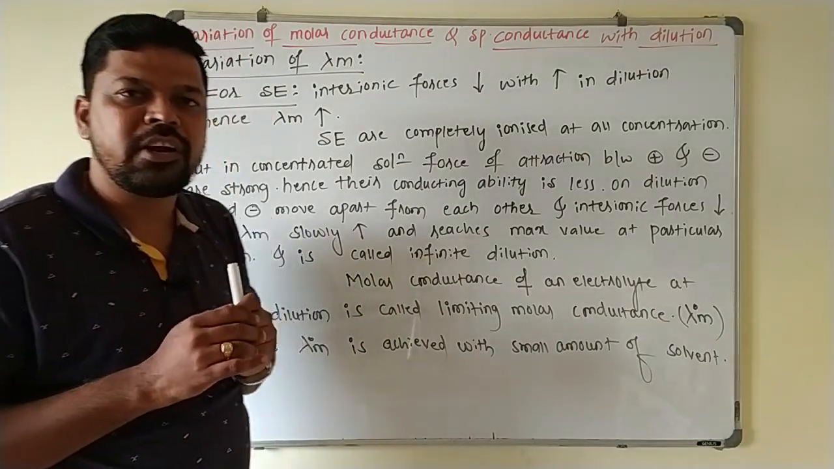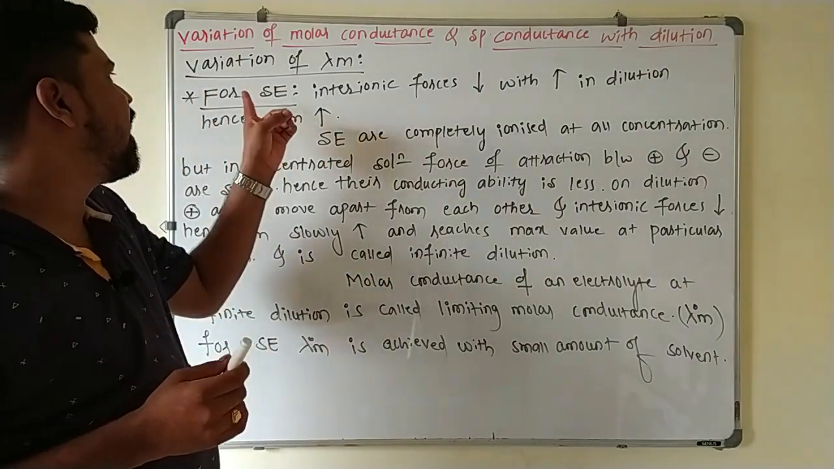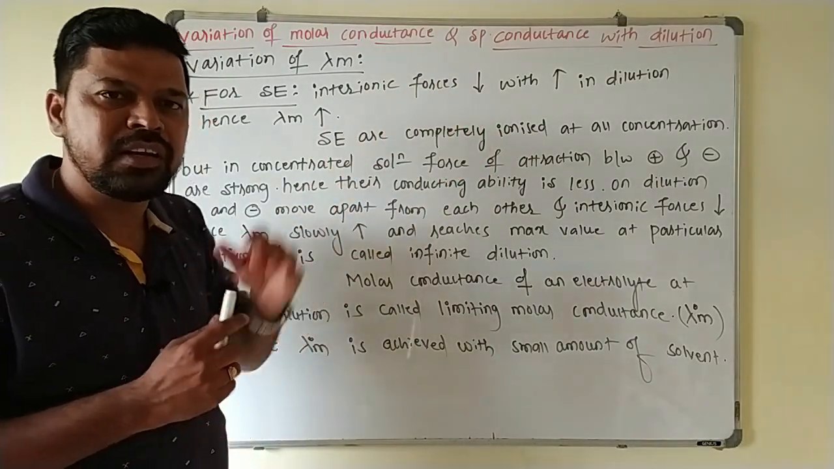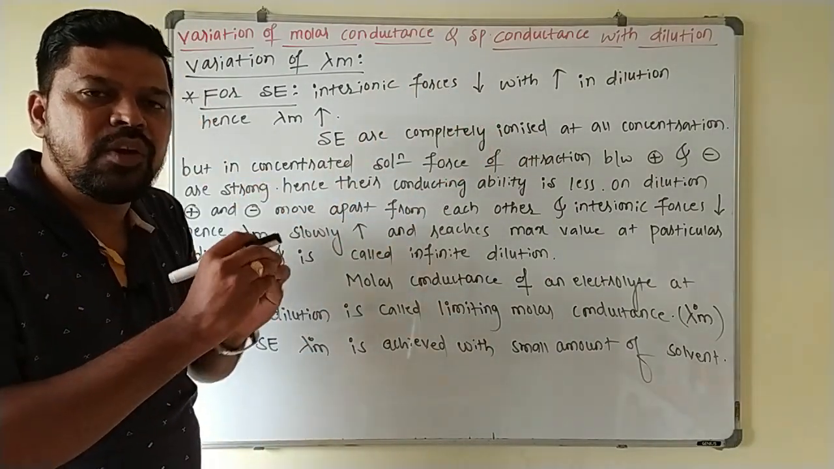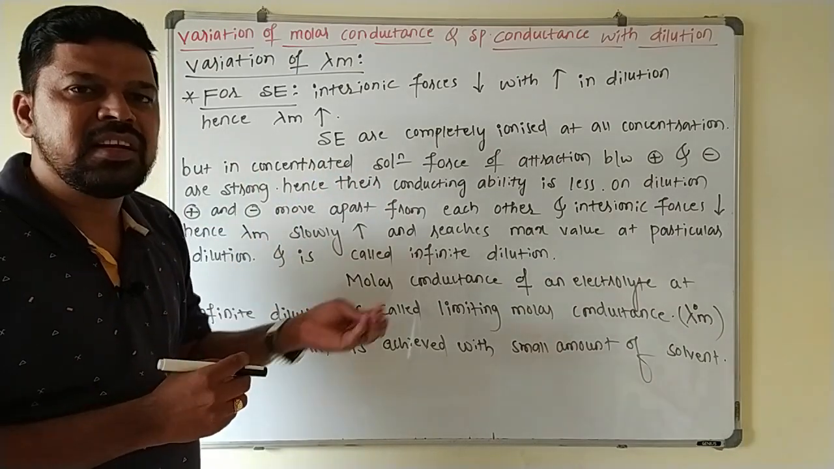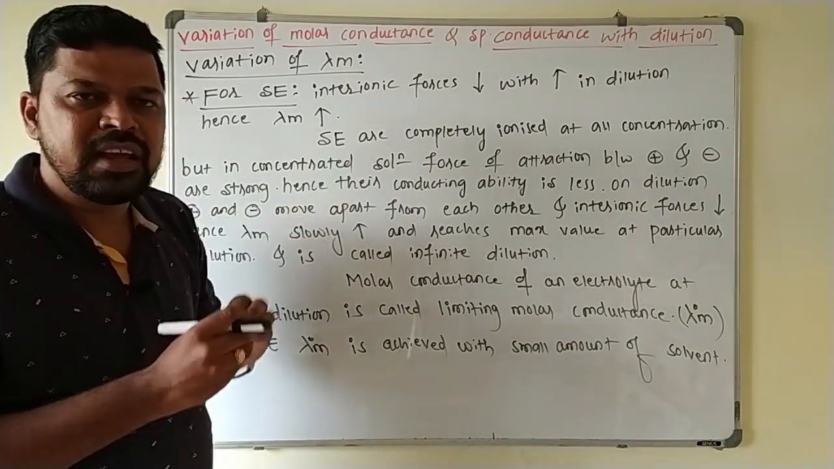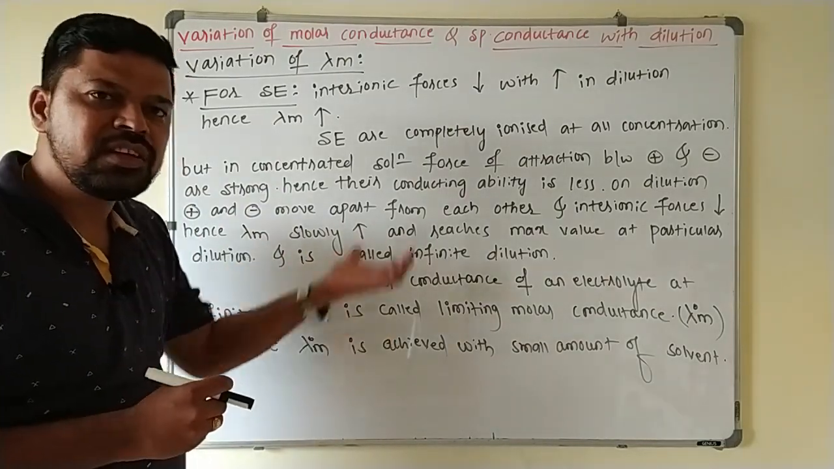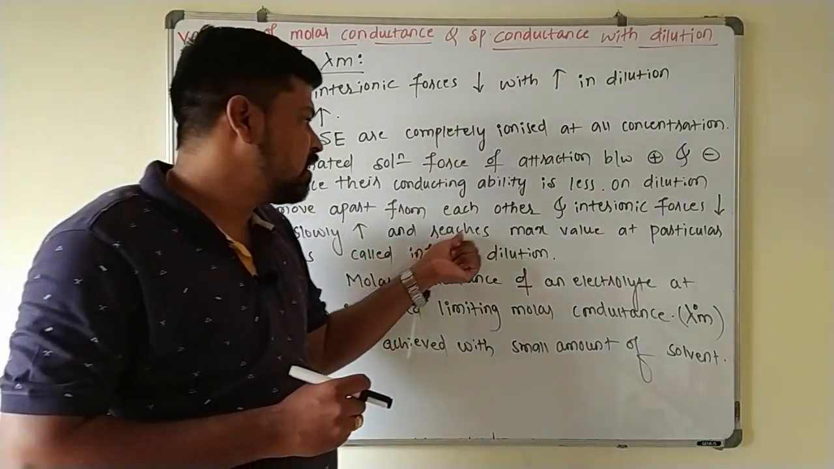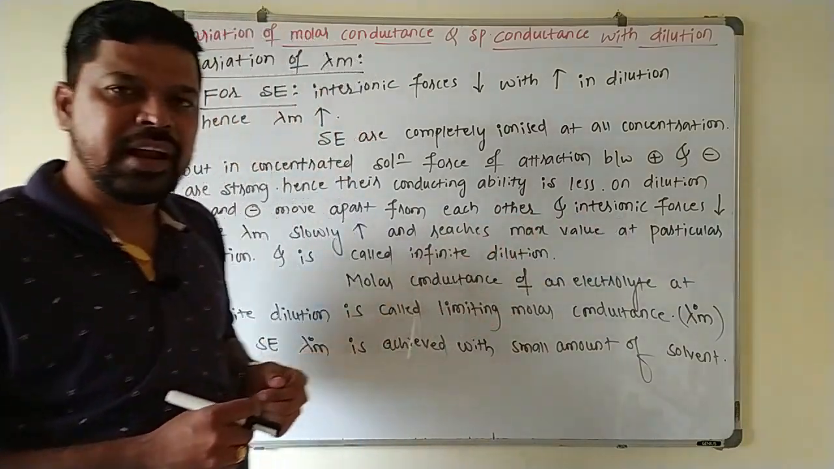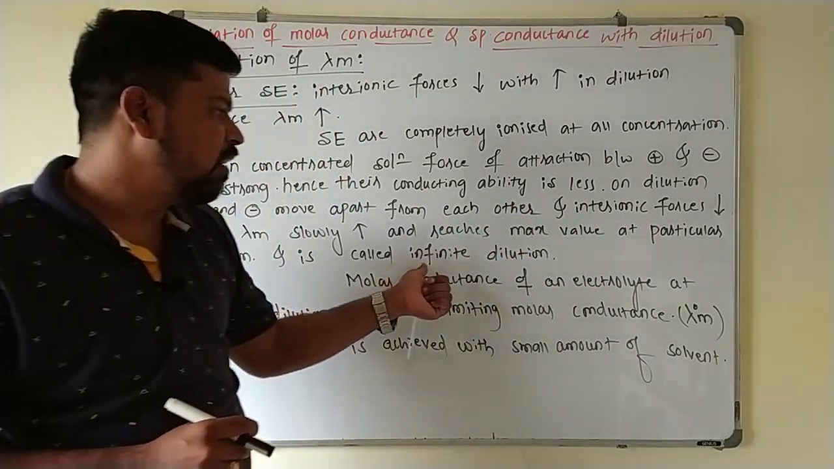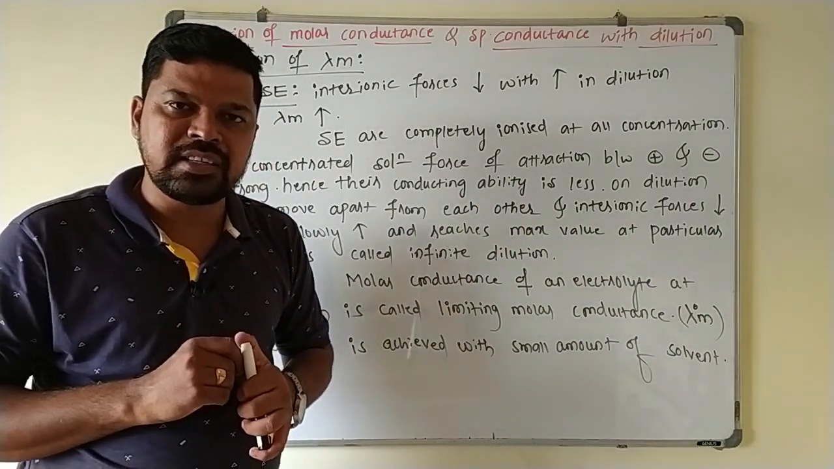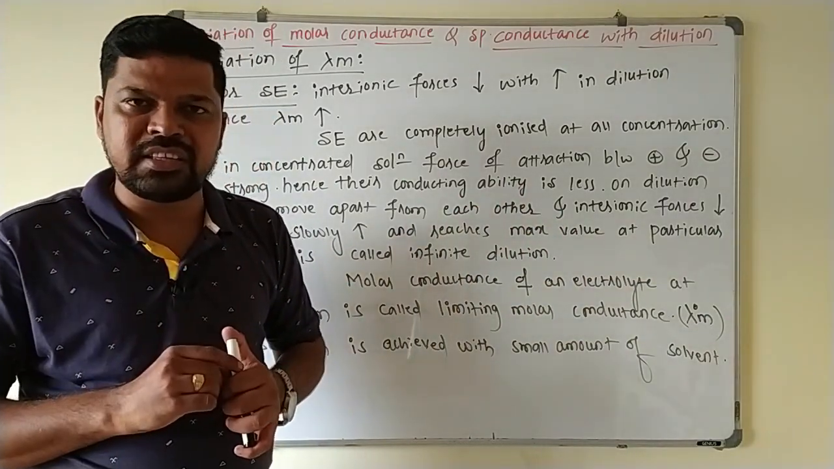So, in case of strong electrolyte, you just have to break the force of attraction between the cations and anions with the dilution. If you add water, these cations and anions will move far away from each other. As a result, their interionic forces will decrease and they start moving fast. Hence, their molar conductivity will increase slowly. Then it reaches a maximum value at particular dilution. That dilution is called as what? Infinite dilution.